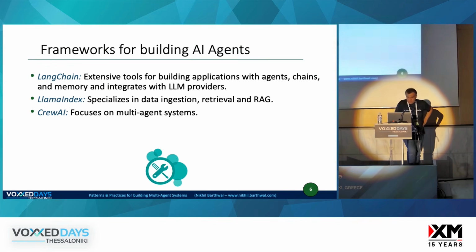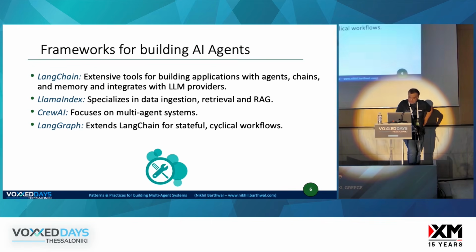CrewAI, another framework, focuses on multi-agents. Then you have LangGraph, which is basically an extension for LangChain for more stateful and cyclic flows. Managing state in distributed systems, as anybody who has worked in distributed systems knows, is a big challenge, right? Because you have partial failures and you want to recover, and states are hard to recover.